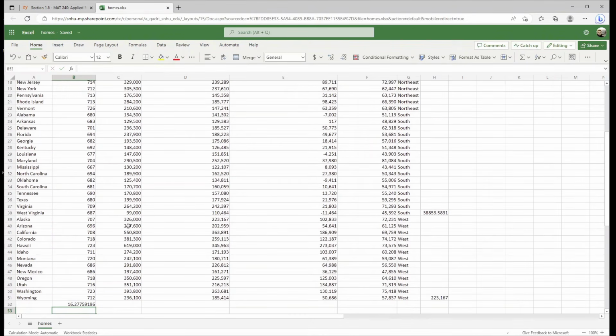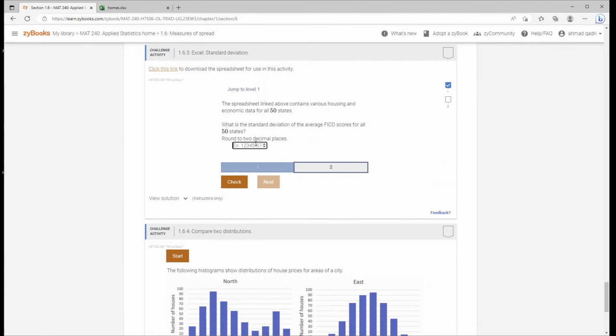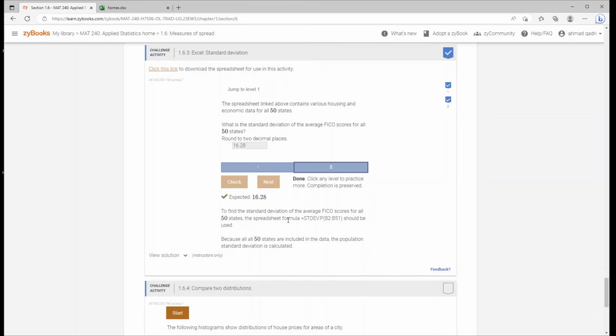And this is 16.2776, that's 4 decimal places. But we want to round it to 2 decimal places. So to round it to 2 decimal places, this would be 16.28. And that is the correct response.